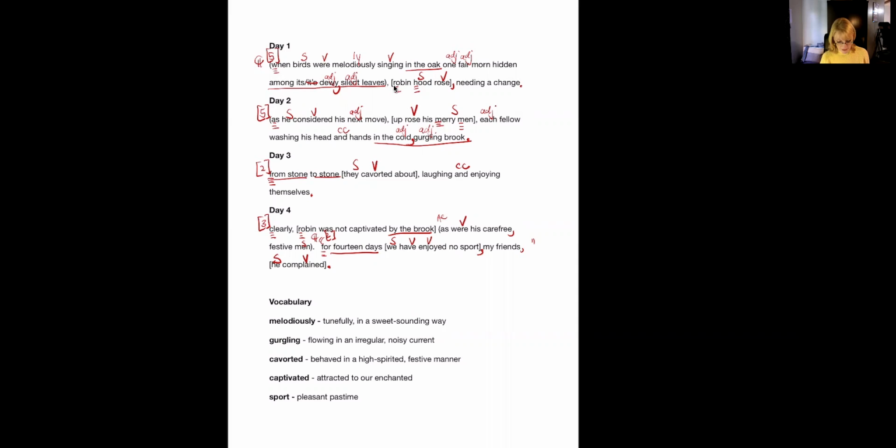So we have an "ly." We've got here "one fair," two adjectives before a noun. Could you say "fair one morning"? No. They're cumulative, one fair morning. So no comma there. But then look here, we have "among its dewy silent leaves." You could have "its silent and dewy leaves." That makes just as much sense. So those are coordinate. We do need a comma between them.